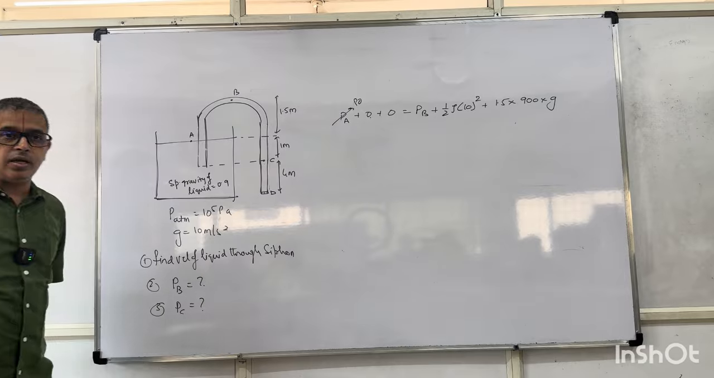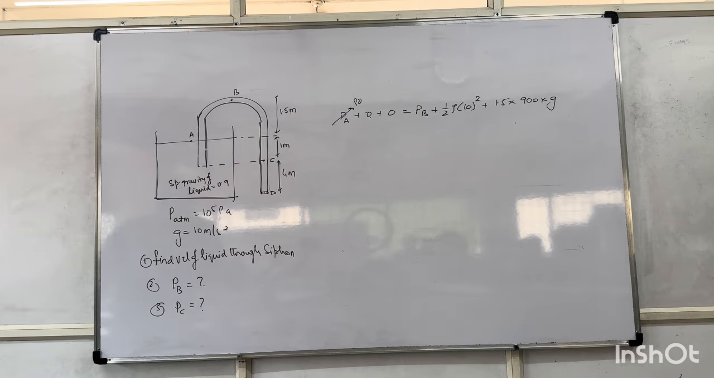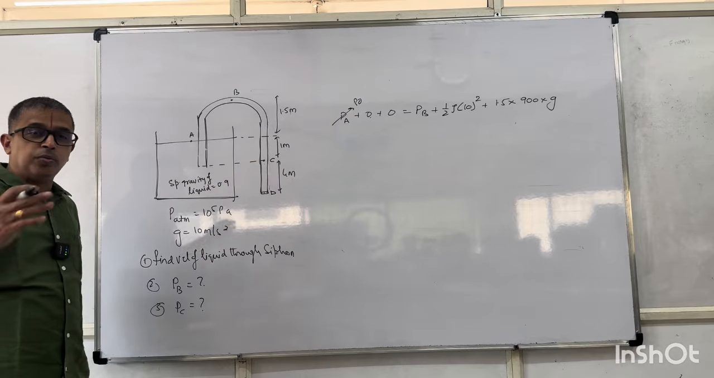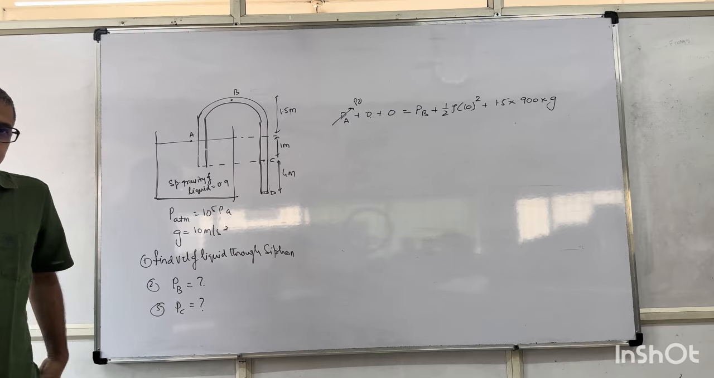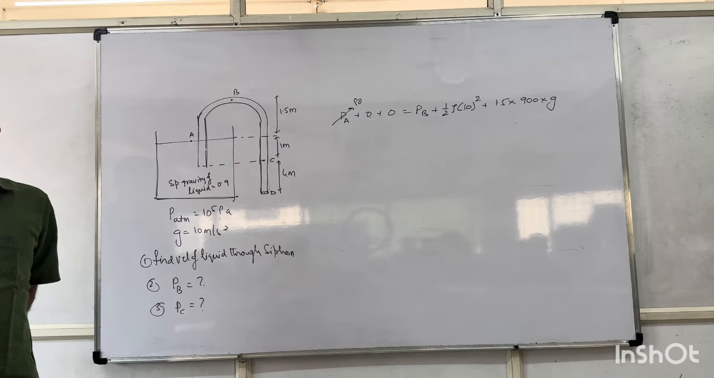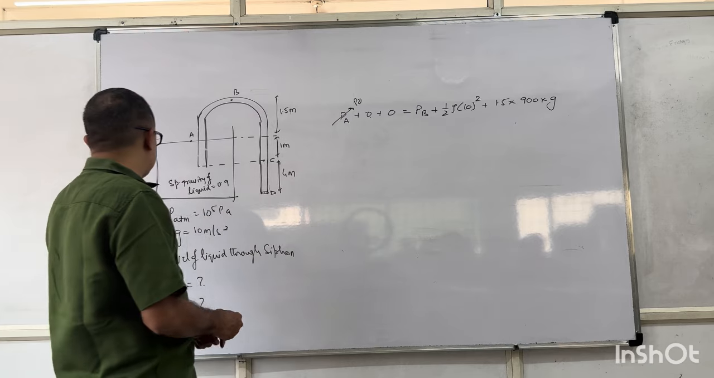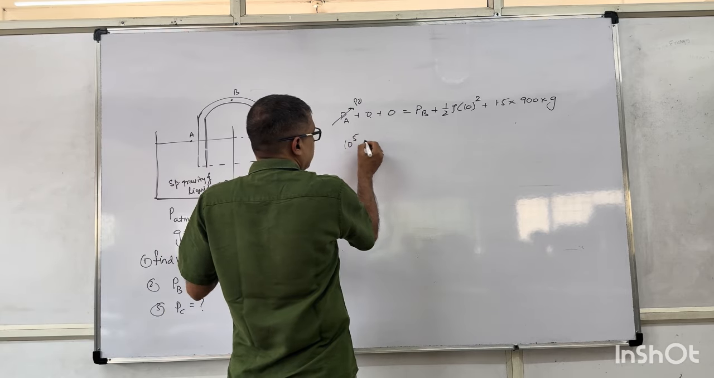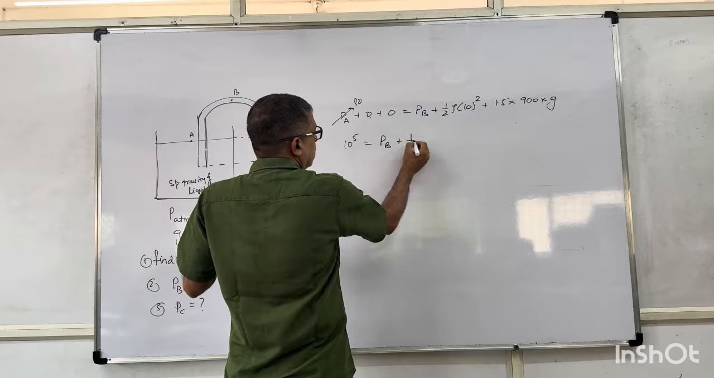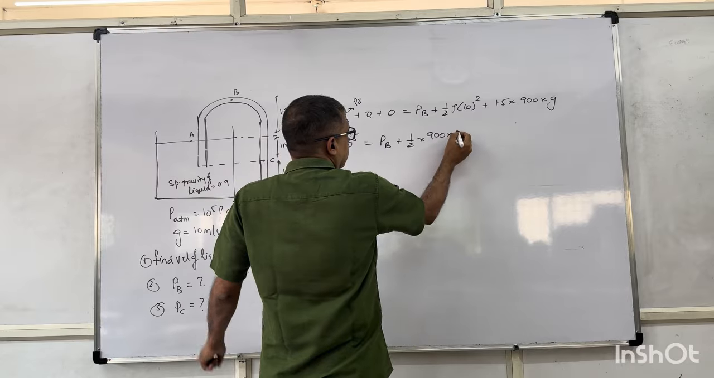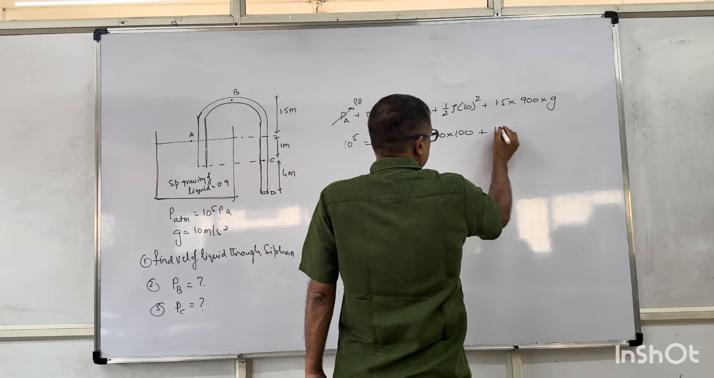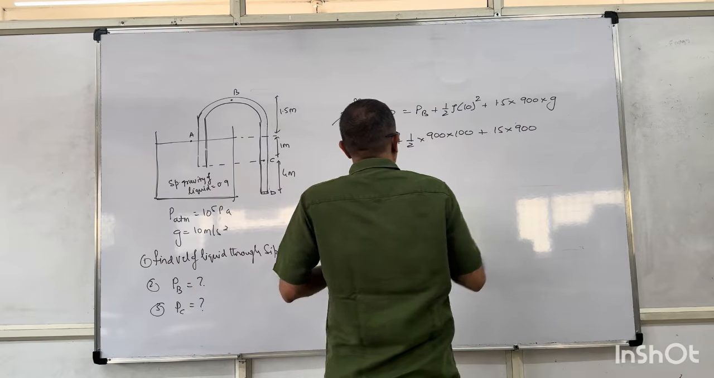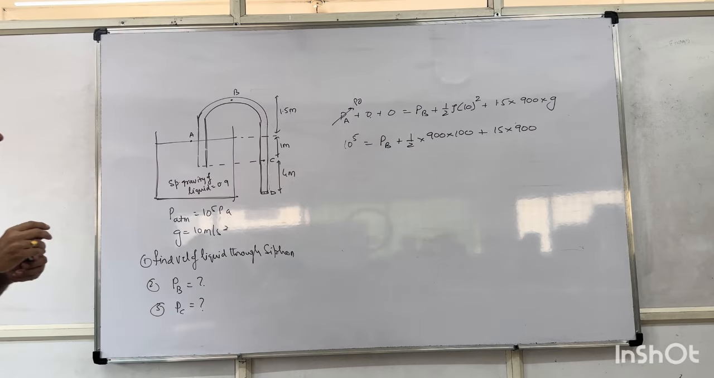0.9 is the specific gravity. If I solve the problem in CGS units, density of the liquid would have been 0.9. But you are solving the problem in SI units, so 0.9 into 1000 becomes 900. Now calculating PB, atmospheric pressure is given as 10 to the power 5 Pascal. PB plus half 900 into 100 plus 1.5 into G is 10, 15 into 900. Remaining simplification, I leave it to your judgment.